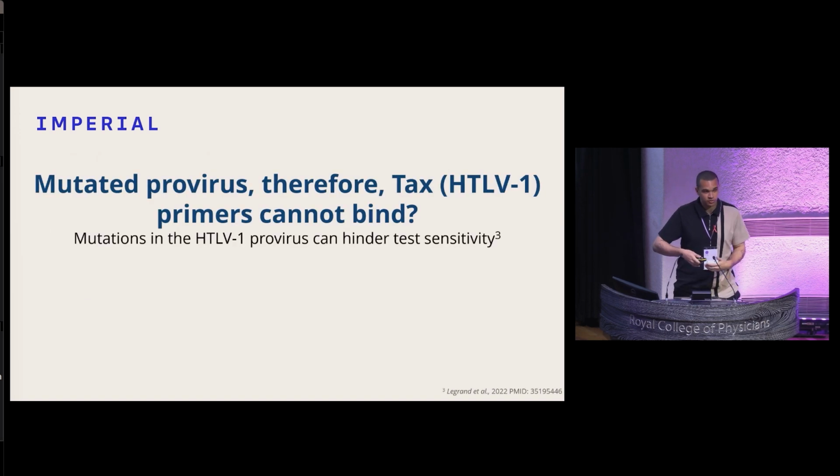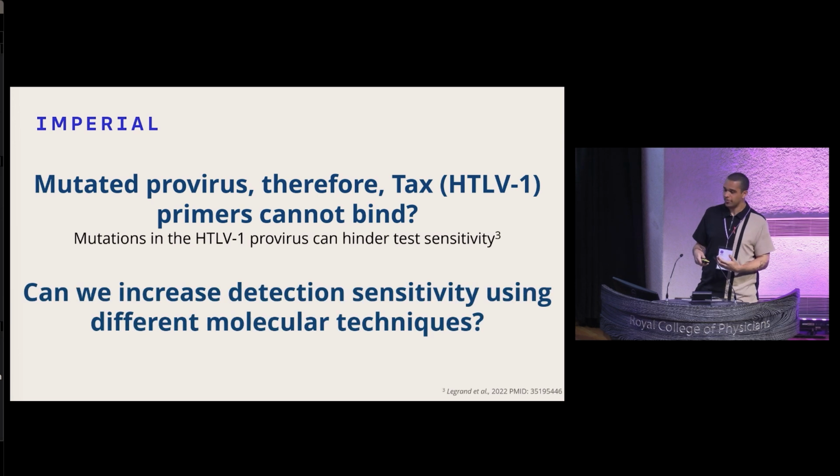So some of the ideas of what potentially could have gone wrong: do these patients have a mutated provirus? So do they have a mutation in the TAX primer binding site, and is this why we're not detecting them? And can we actually increase the detection sensitivity using different molecular techniques?